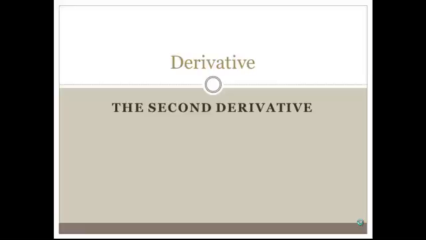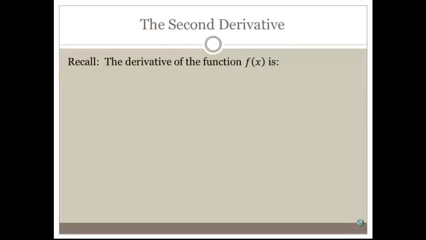So far, we have been looking at the derivative of a function. Now let's look at the second derivative. Recall, the derivative of the function f of x is given by f prime of x equals the limit as delta x goes to 0 of f of x plus delta x minus f of x all over delta x.